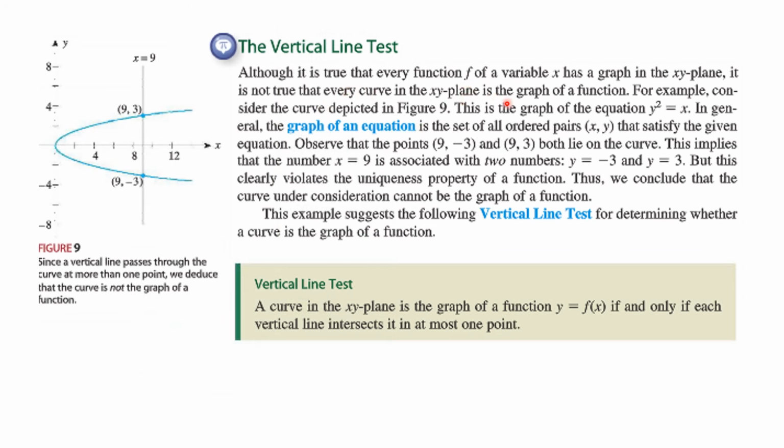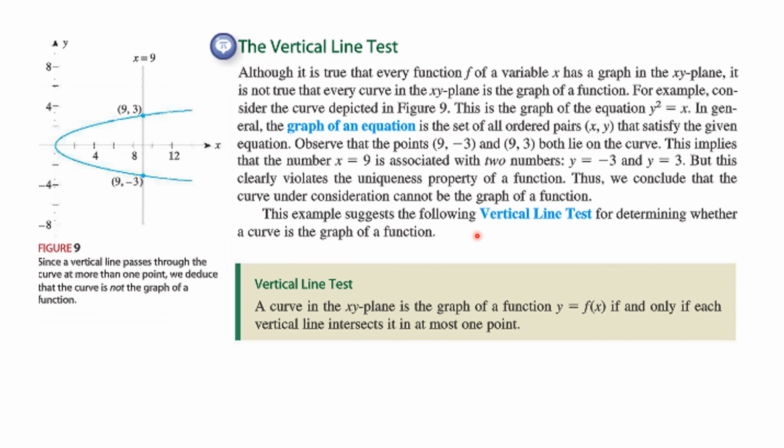Although it's true that every function f of a variable x has a graph in the xy plane, not every curve in the xy plane is a graph of a function, because a function can only have one value, and you can see here that many of the values, like here, this particular value of x would have two y values.